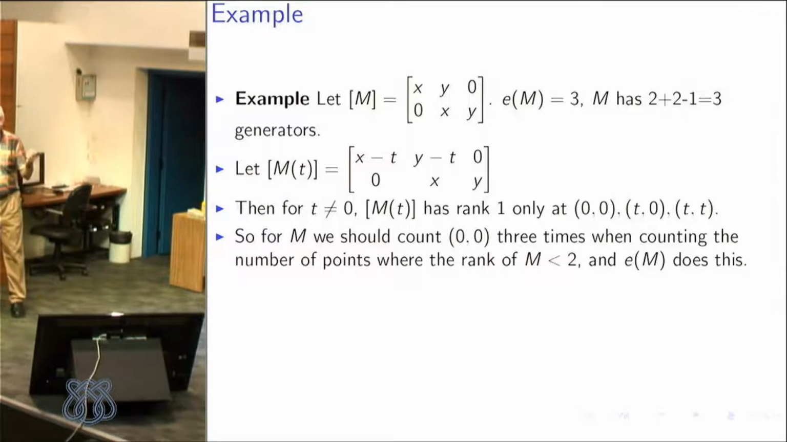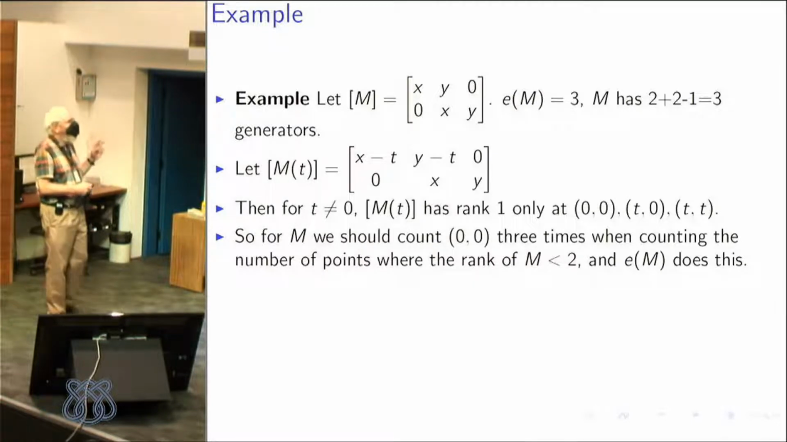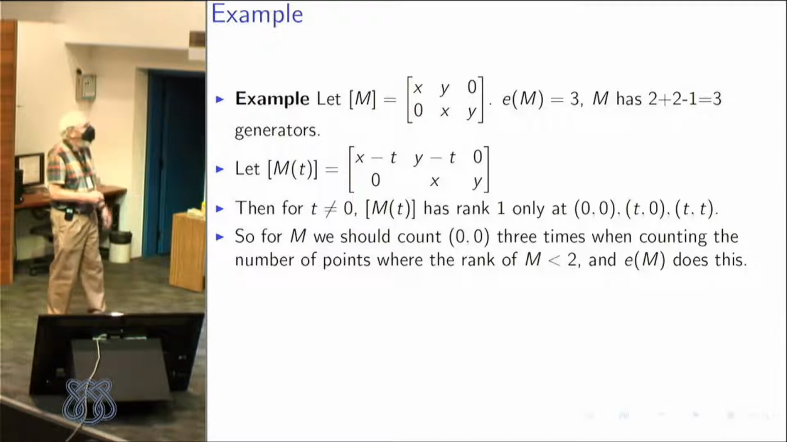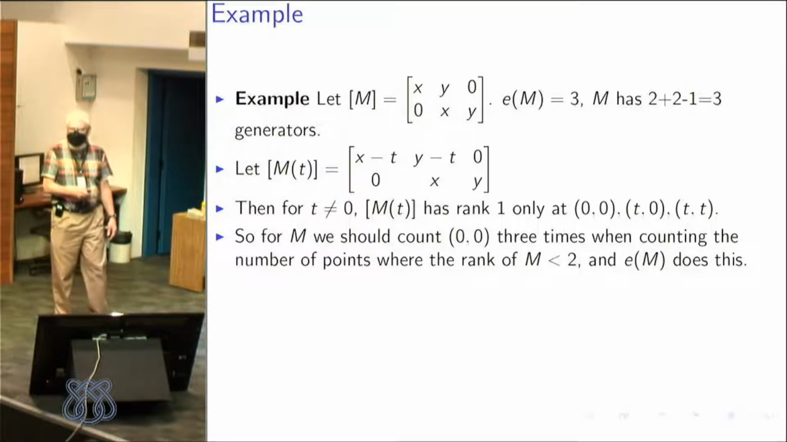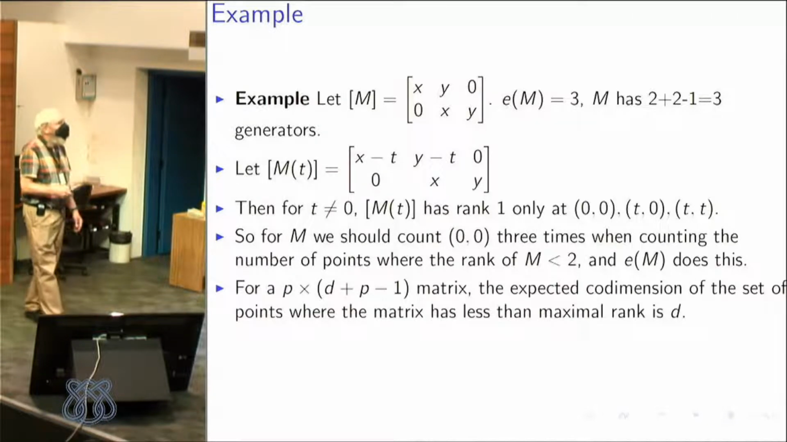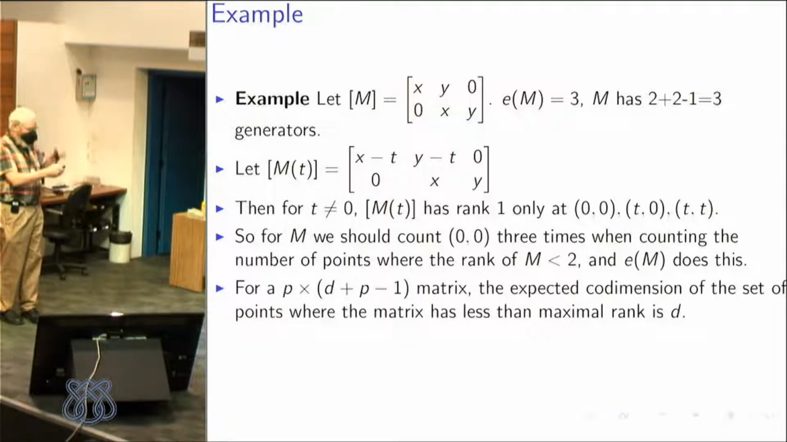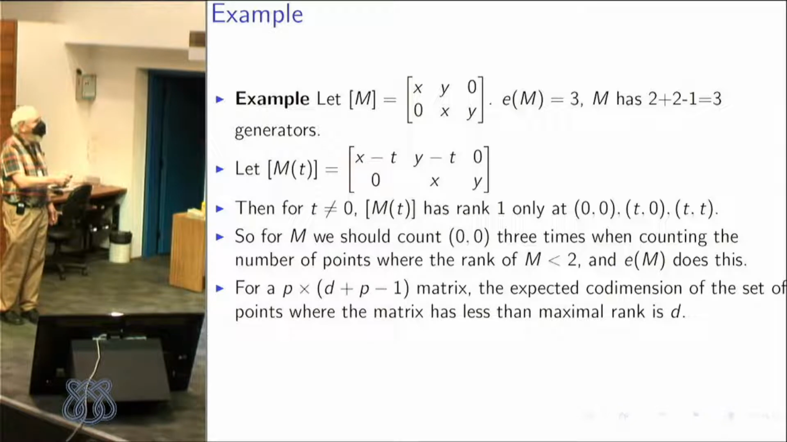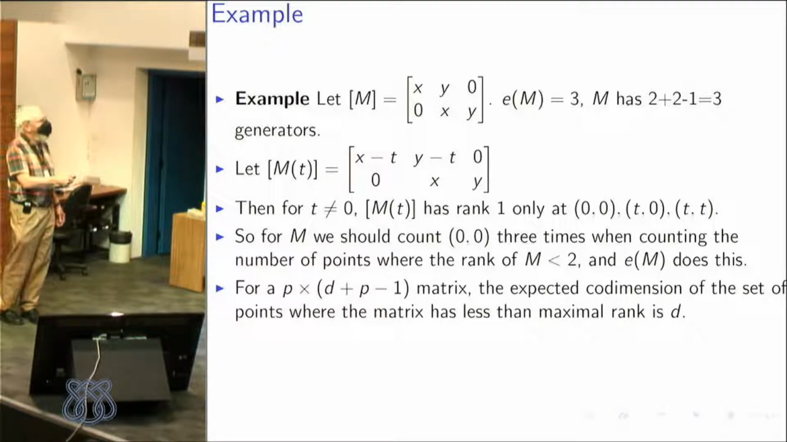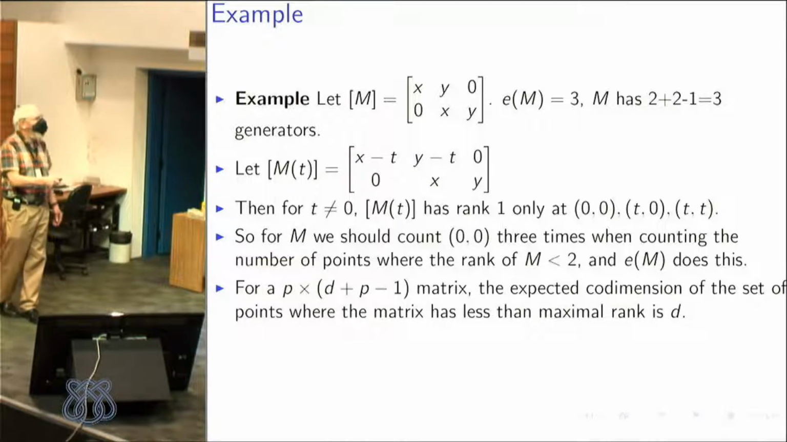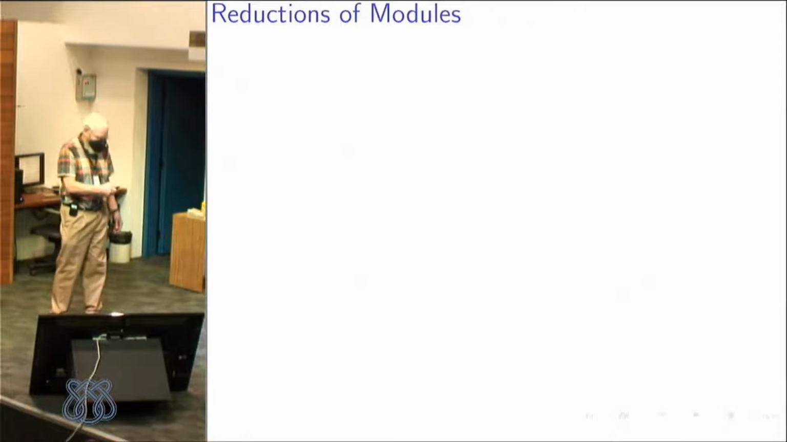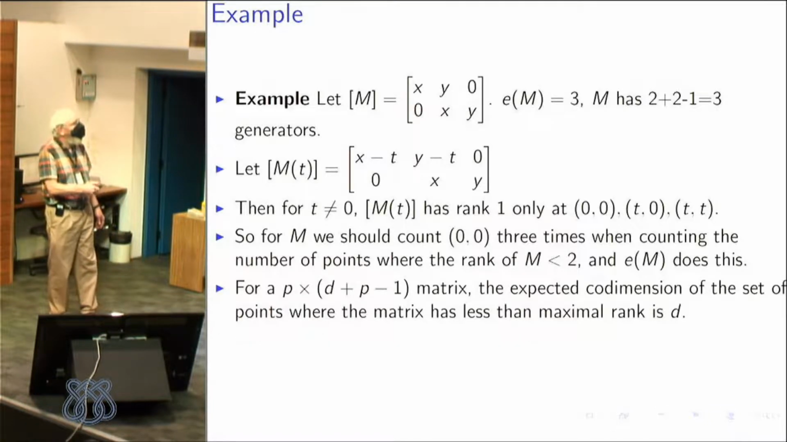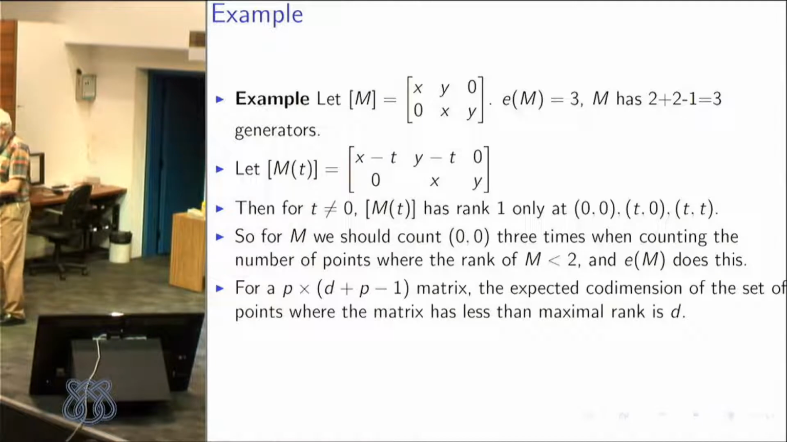So for M, we should count (0,0) 3 times when counting the number of points where the rank is less than 2, and the multiplicity of M does this. Where do we get this magic number from? Well, if you think about a p by d plus p minus 1 matrix, the expected codimension of the set of points where the matrix has less than maximal rank is d. Let me just remind you of the shape of the thing.